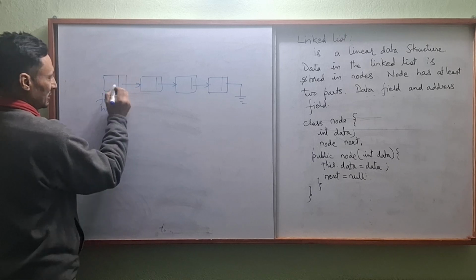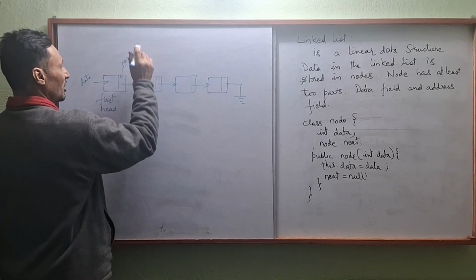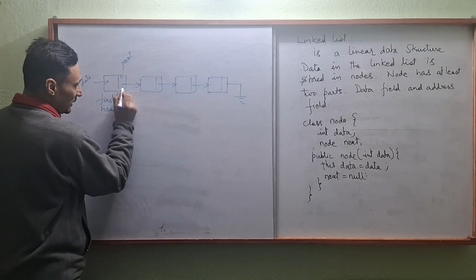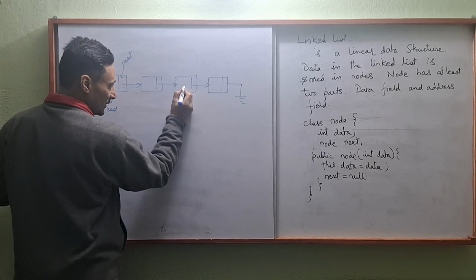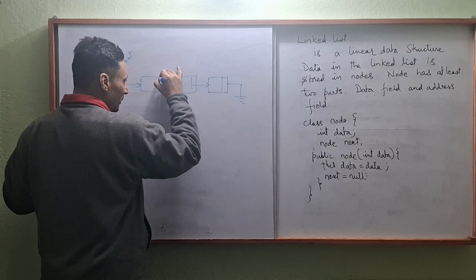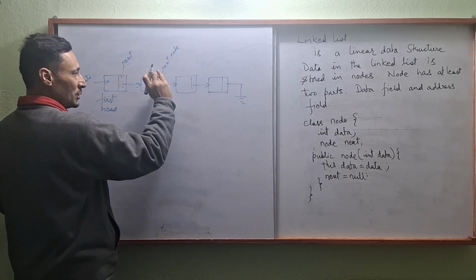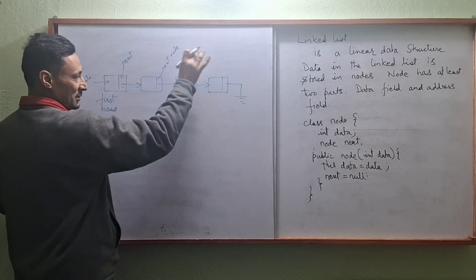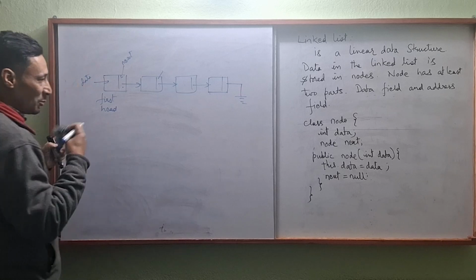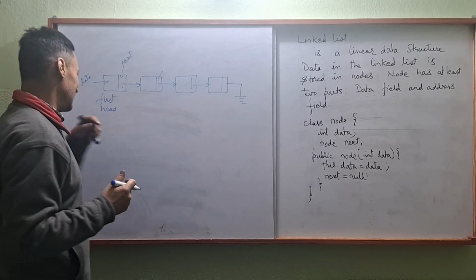Now this is the data part, and this is the next, where we will be assigning the address of another node. We will store the address of this node here. The data type of this next is node, okay. So we can assign only a node to this next because we cannot change the data type here, okay. So simple. Now let's see how to create or insert a node within the linked list, okay.